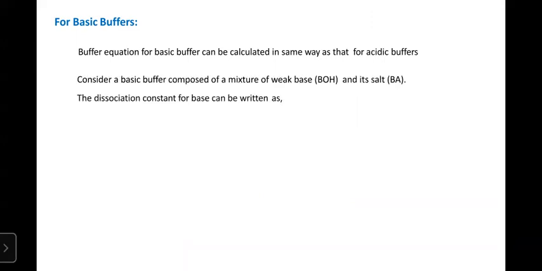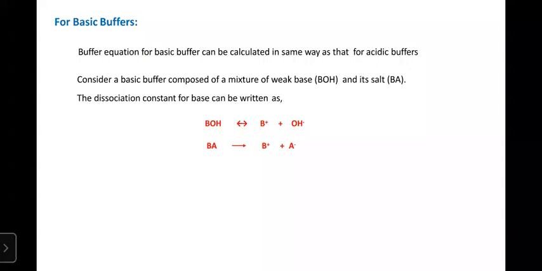Similarly, we have to calculate with respect to basic buffer. The buffer equation for a basic buffer can be derived in the same way as for an acidic buffer. As you know, a basic buffer is nothing but a weak base with its conjugate acid, which is nothing but salt only. So here we take the dissociation of a weak base, represented as BOH. It gives B plus and OH minus ion. The salt BA is nothing but the conjugate acid, and it undergoes complete dissociation to B plus and A minus.